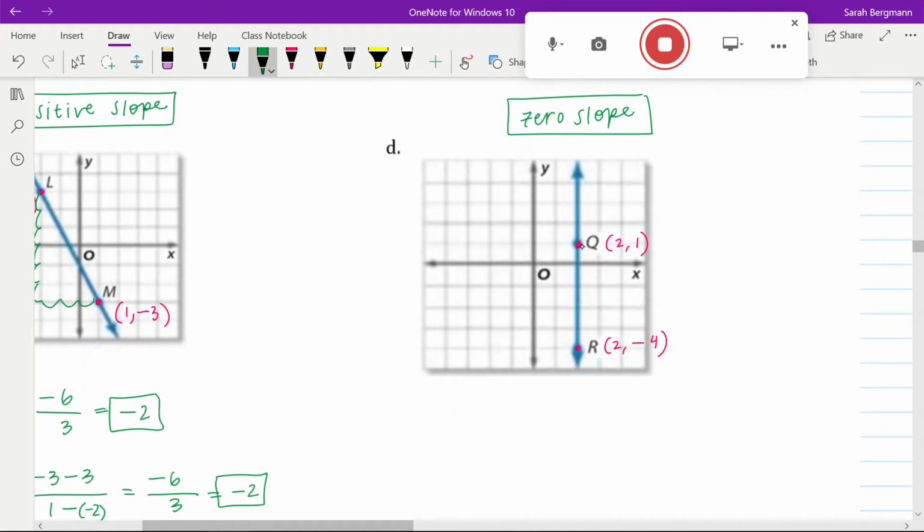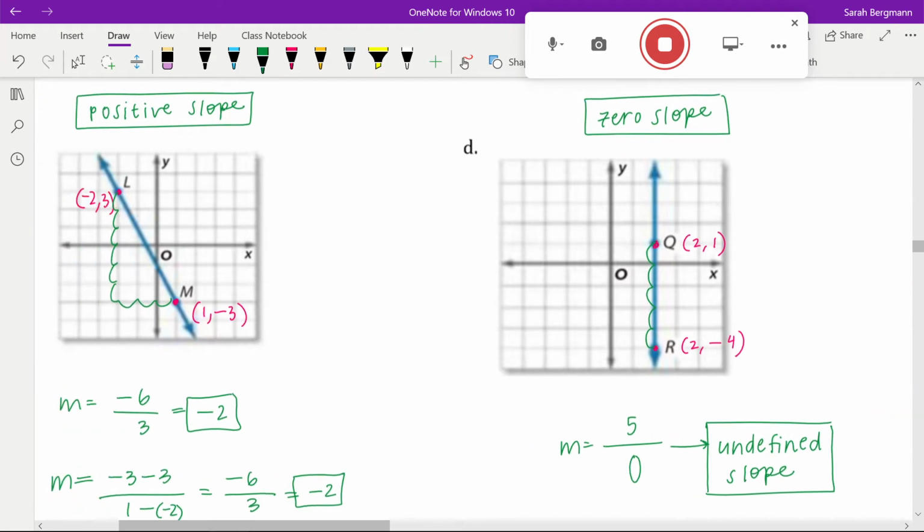For a vertical line, the change in y for this problem is 5. The change in x, we don't move left to right at all, so the change in x is 0. Remember, division by 0 is undefined. If you try typing in 5 divided by 0 into your calculator, it's going to say error. Anytime you have a vertical line, the slope is undefined.